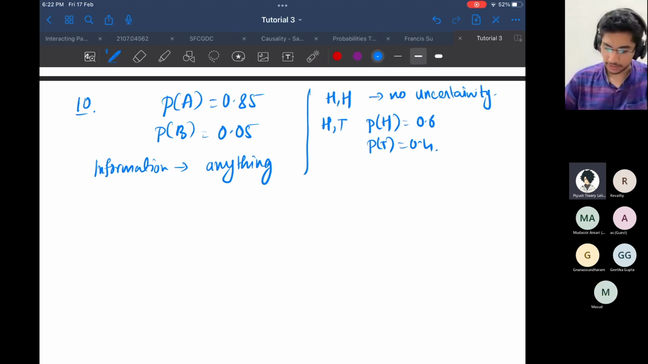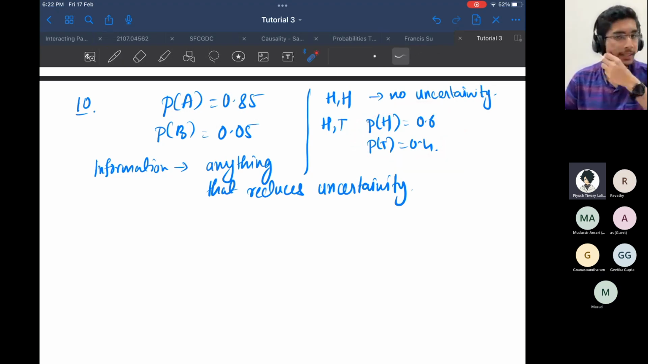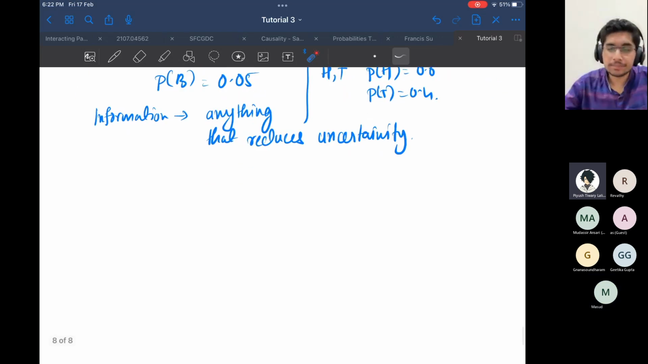Okay. So what I was writing was, information can be said as anything that reduces uncertainty. Okay. So anything that reduces uncertainty. In this case, it was the probability of heads and tails. That can be usually termed as information. Okay.